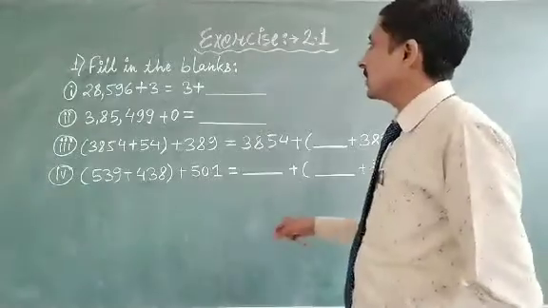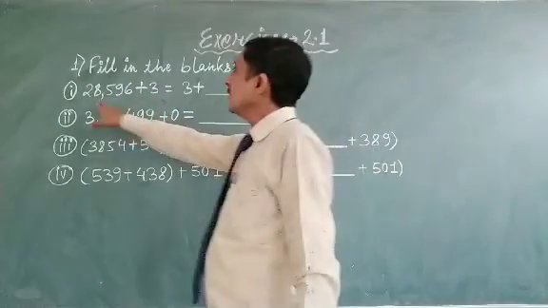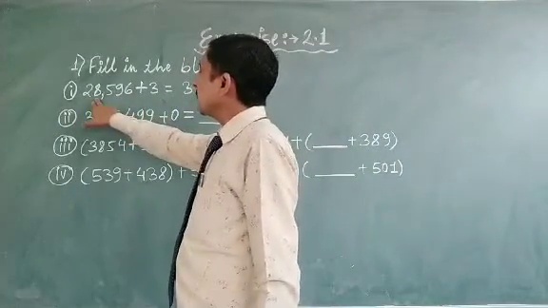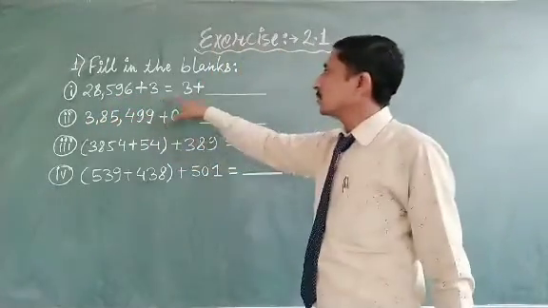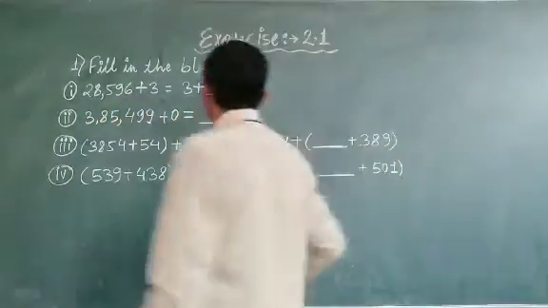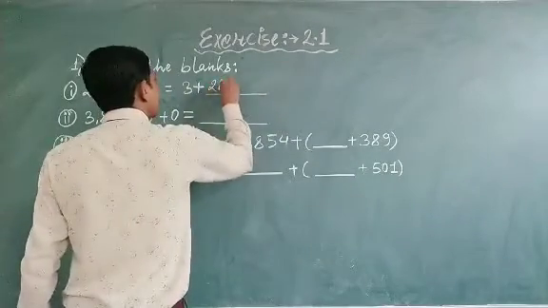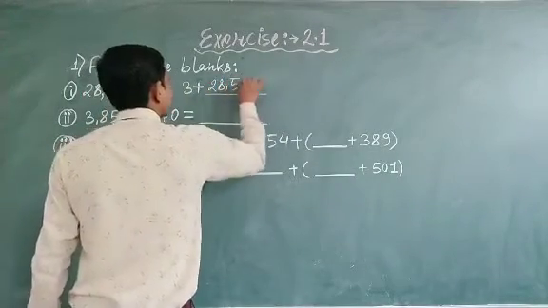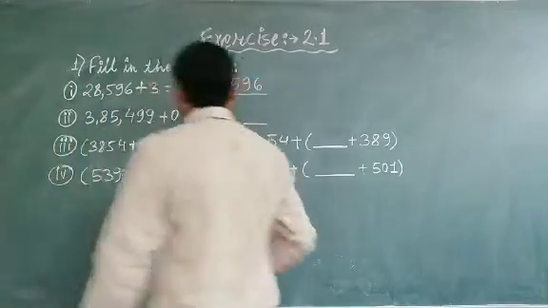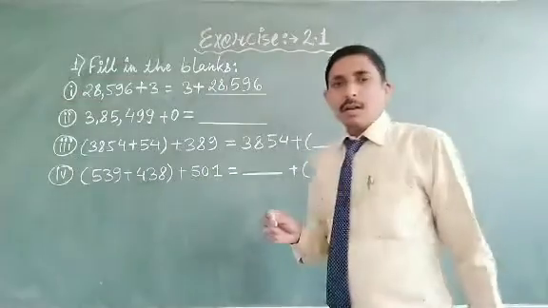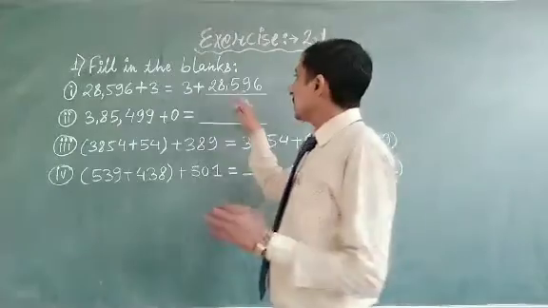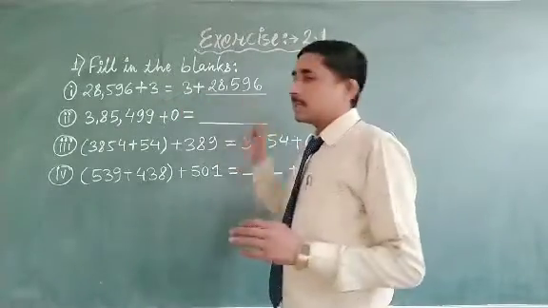So students, our first question is 28,596 plus 3 equals 3 plus 28,596. So you see this, how have we written this?